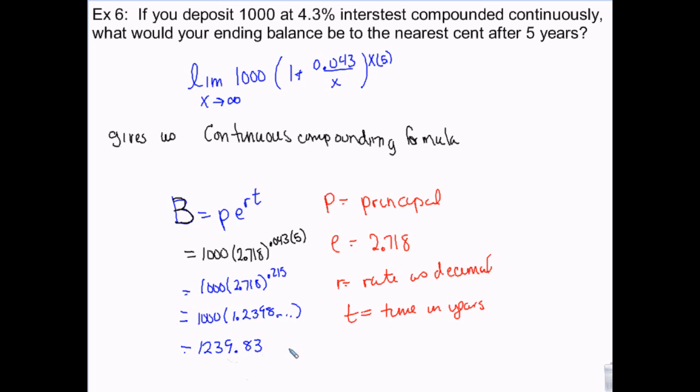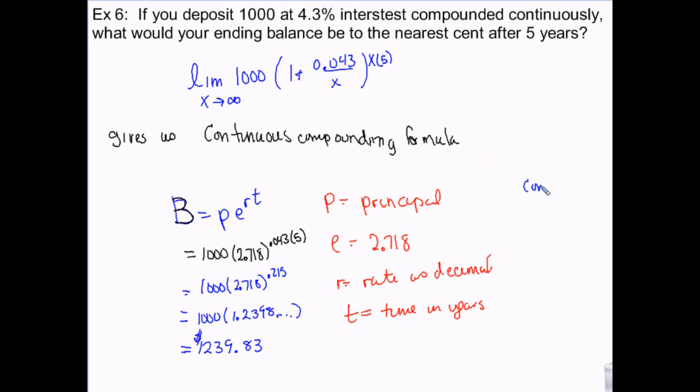I don't cut it off. What I do is when I do my calculations, I did the 0.043 times 5, and that was all the decimal it gave me. Then I did 2.718, and I raised it to that power, and it gave me that long string of decimal. And then I just left it in there and put times 1,000. And so at the end of those 5 years, I'll have $1,239.83 with continuous compounding.